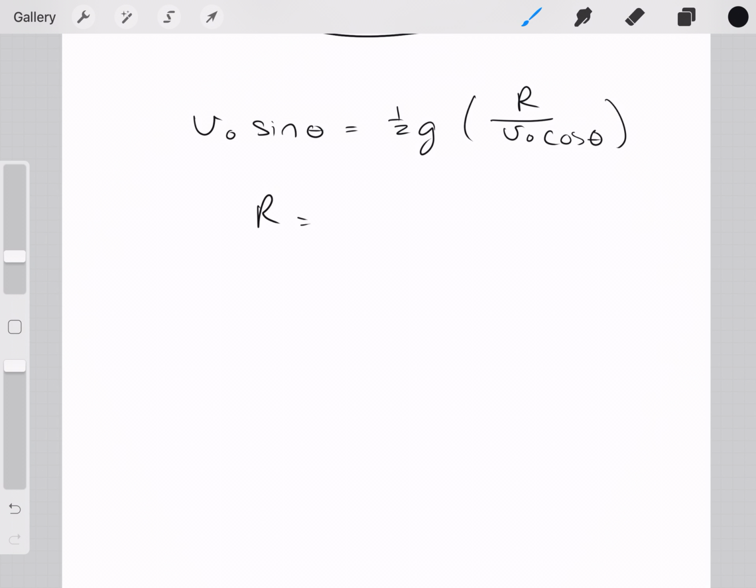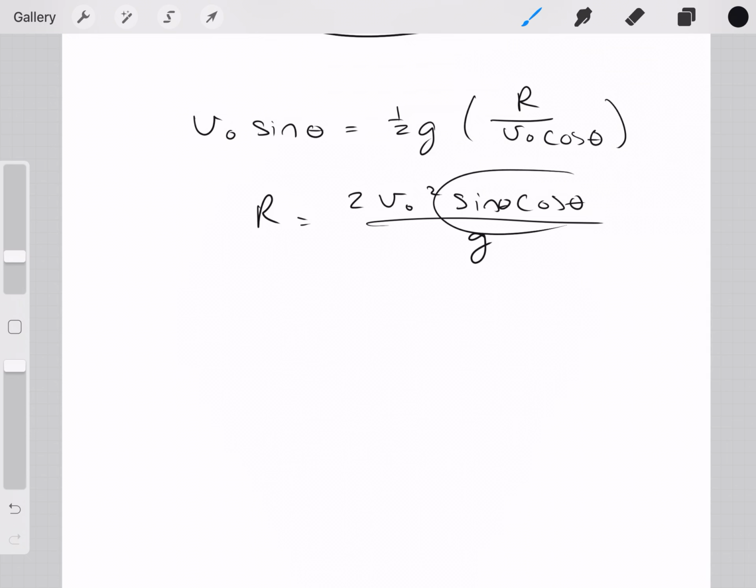So this and this, we will plug those into each other, and we get v naught sine theta equals 1/2 g times r over v naught cosine theta. So that's plugging t in for t. Then if you pull r to one side, then you get 2v naught squared sine theta cosine theta all over g. So that is your range equation.